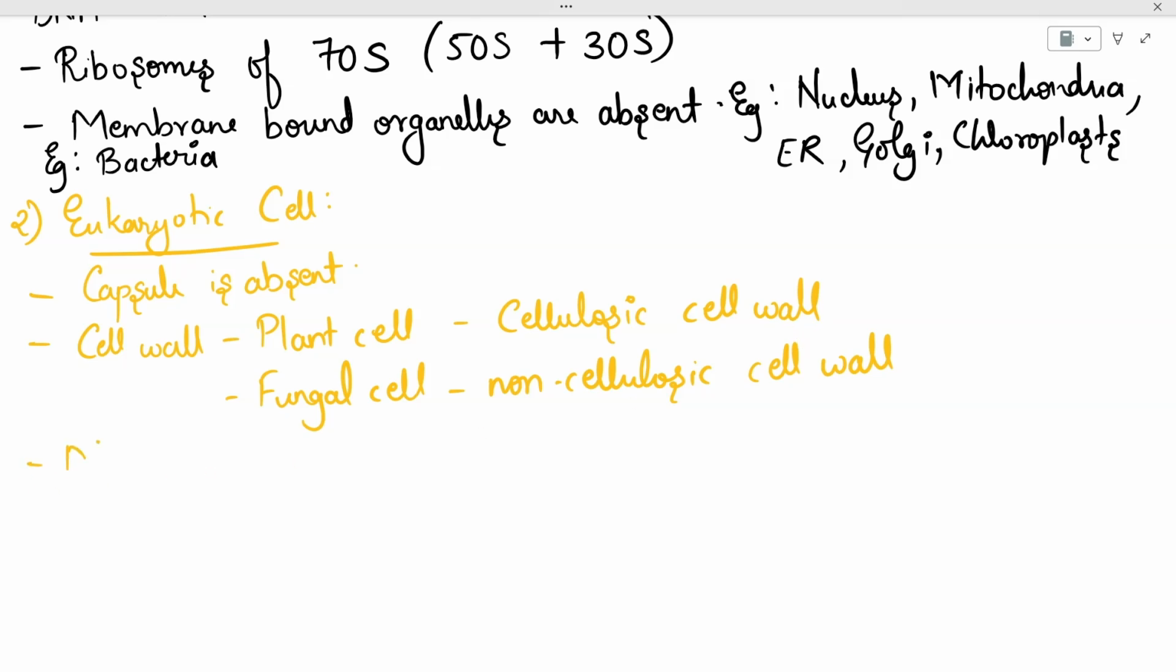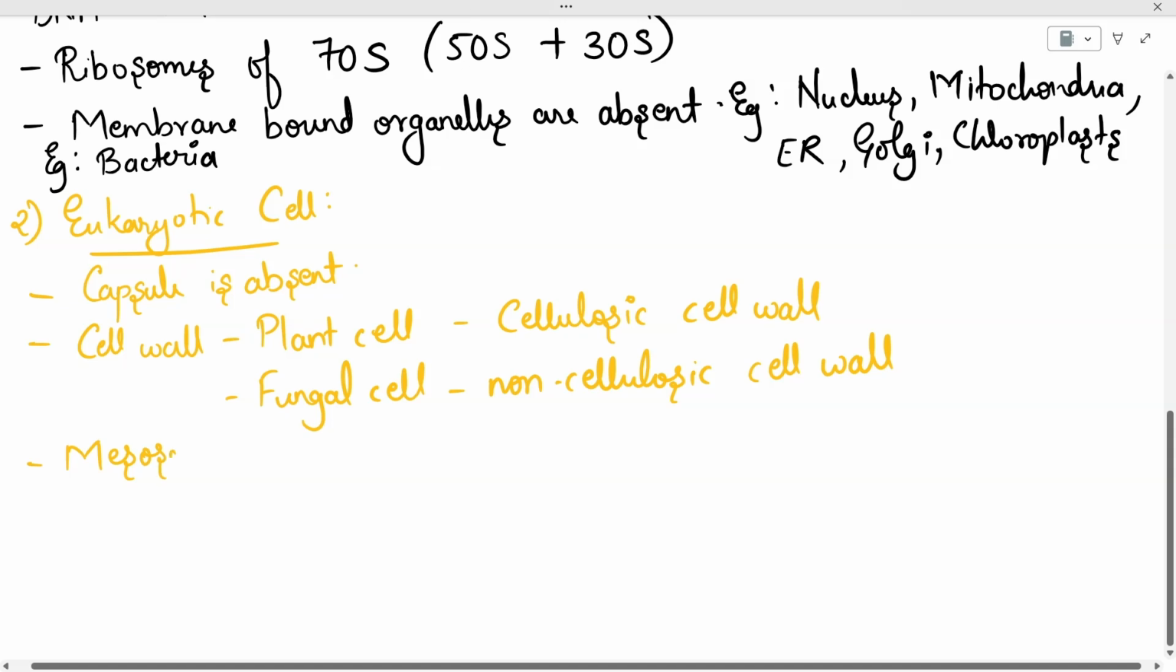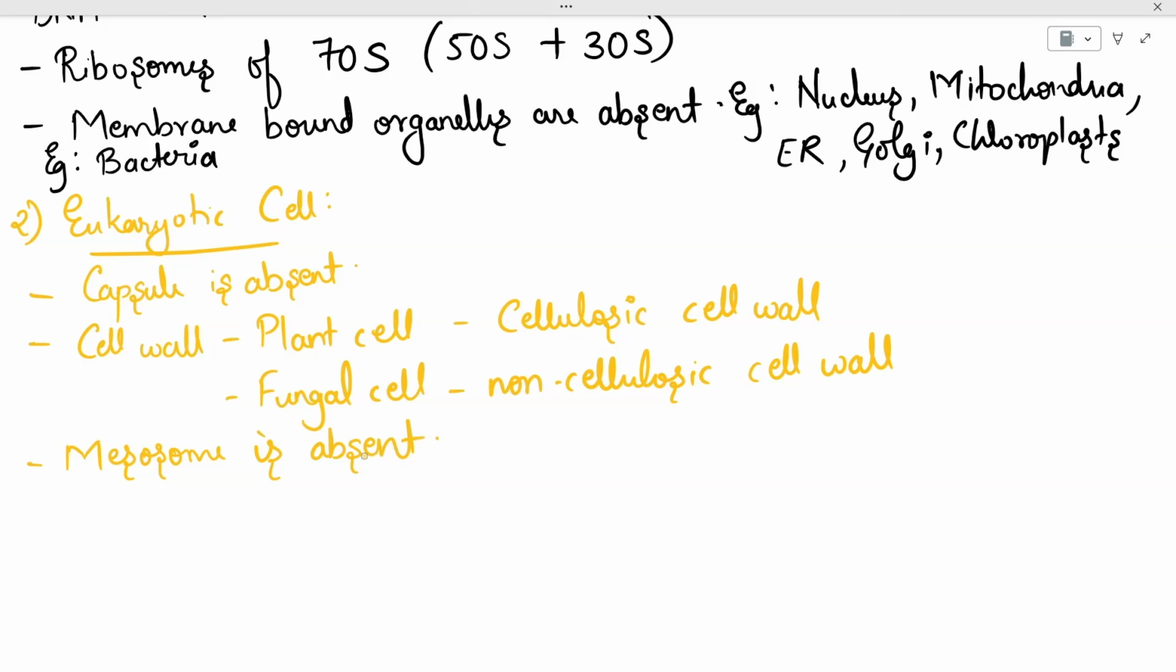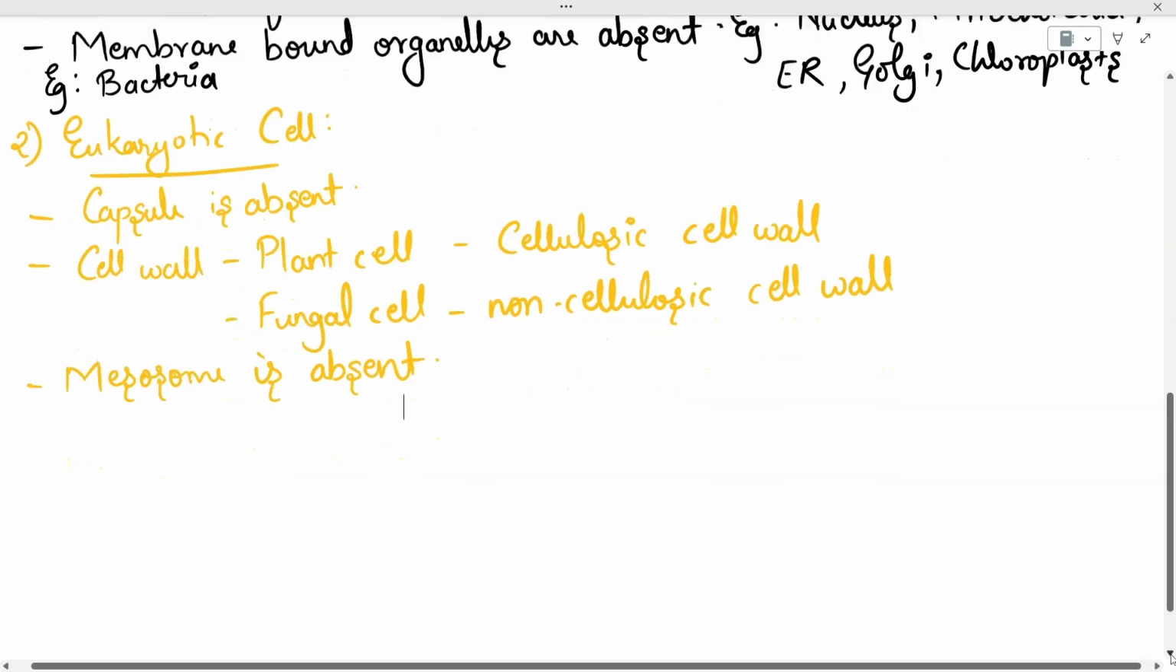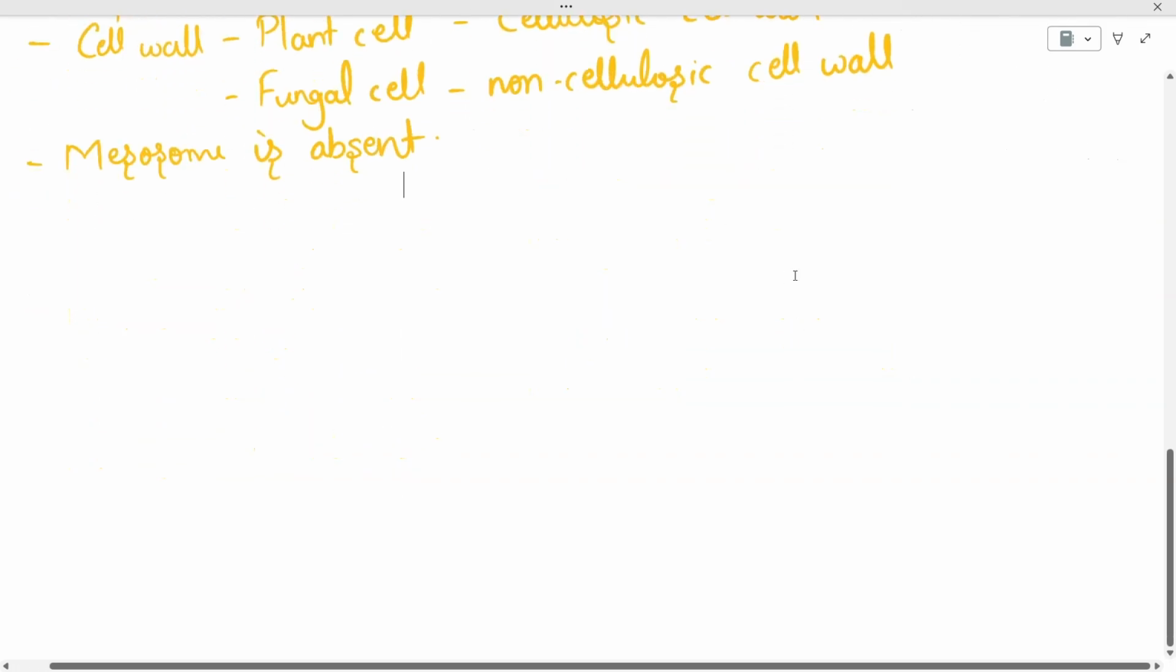Next thing is mesosome is absent. Mesosome is absent in eukaryotic cell. If you remember, mesosome is the unfolding of the plasma membrane, which we studied a few minutes ago when we were discussing the prokaryotic cell. It was used to control the cellular respiration.